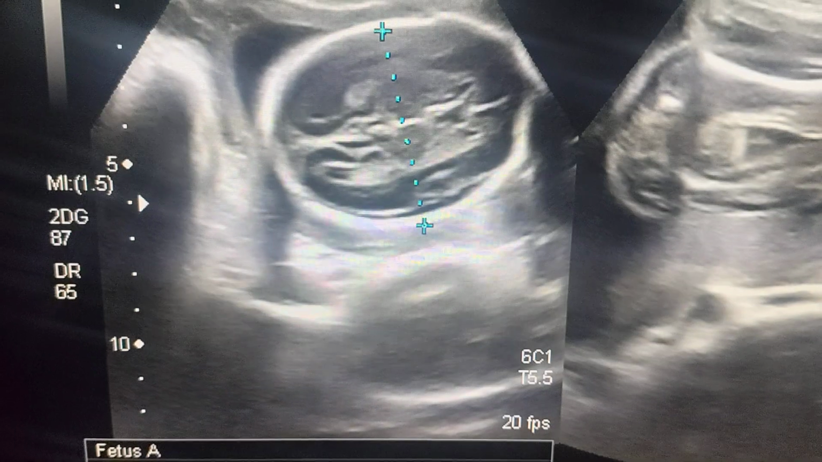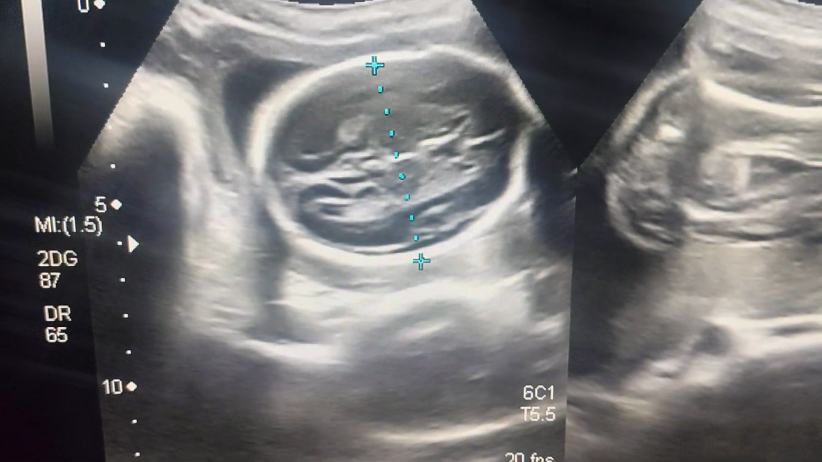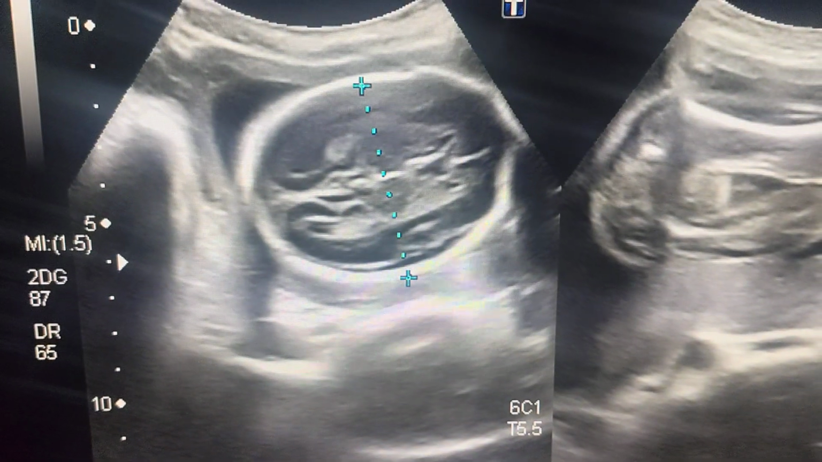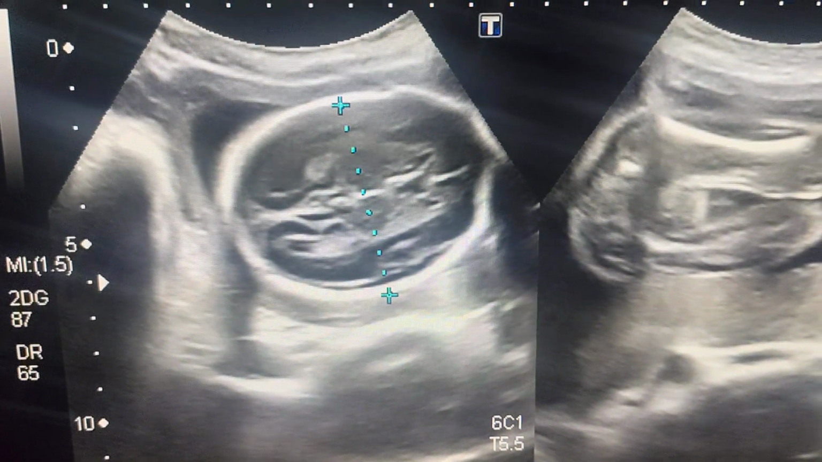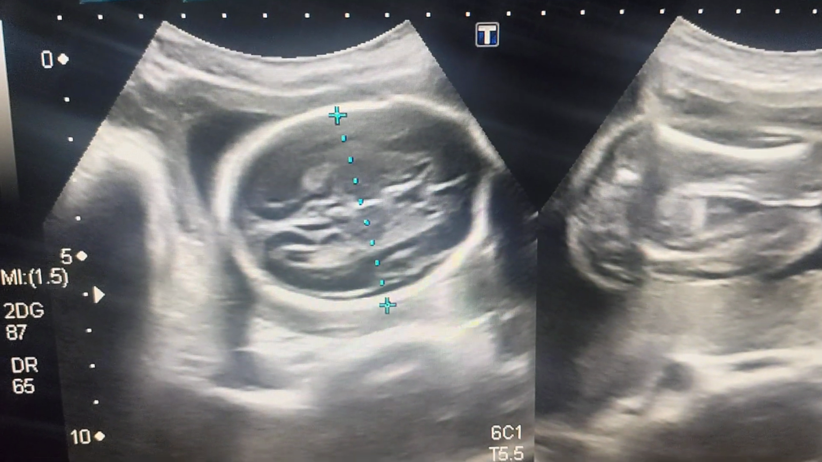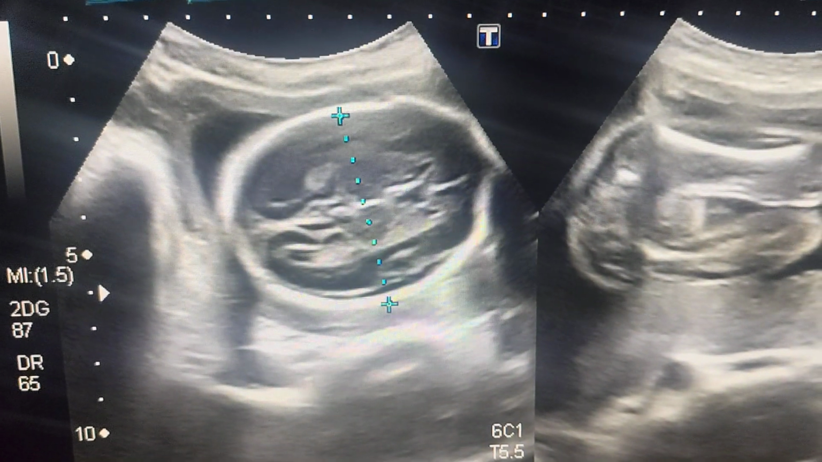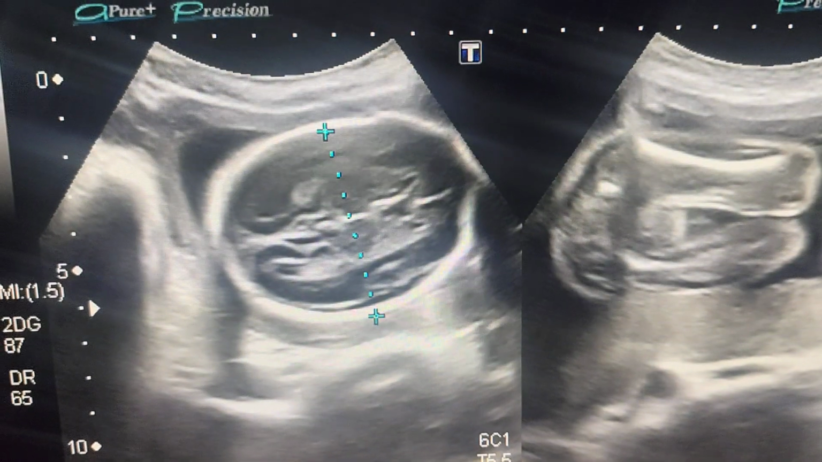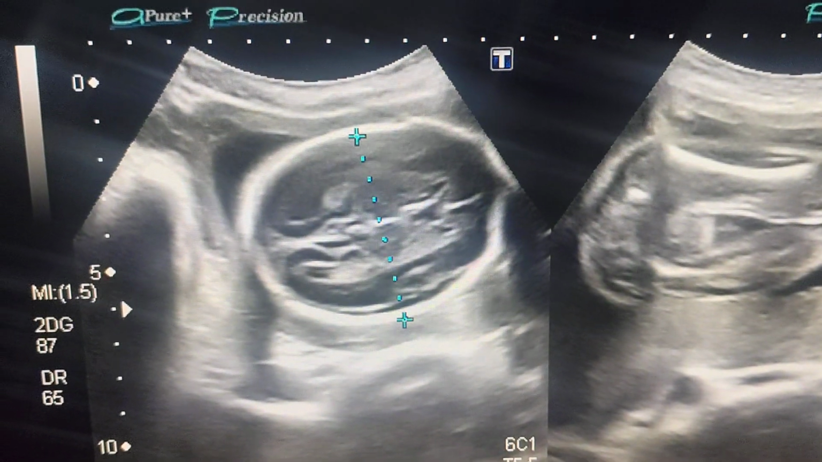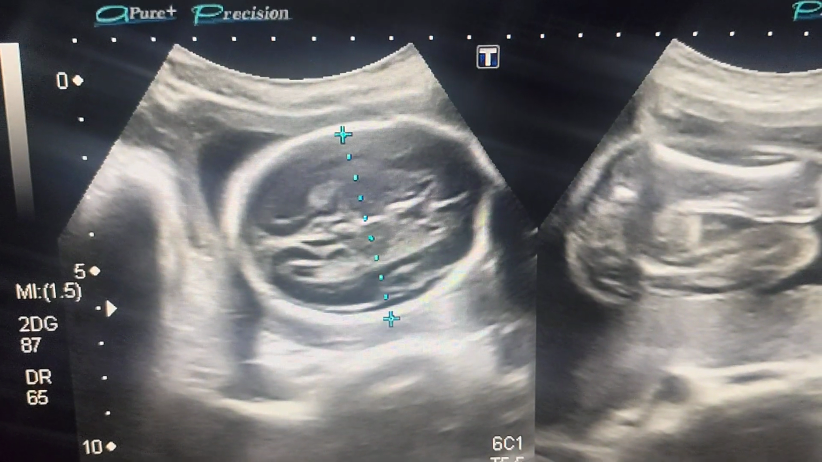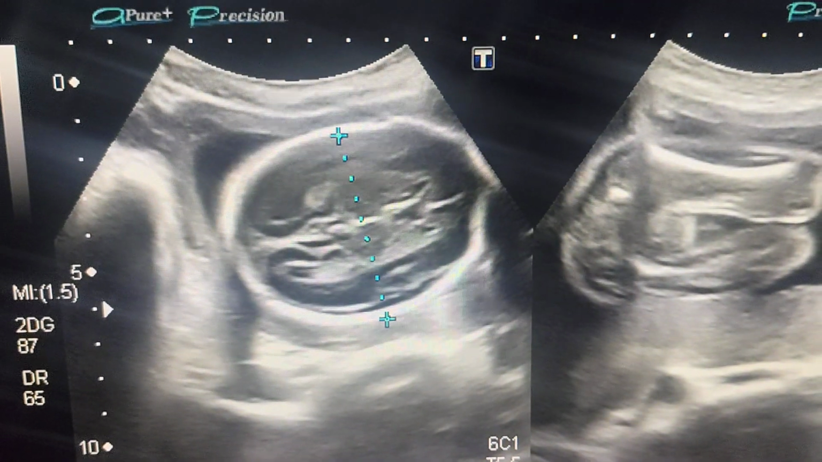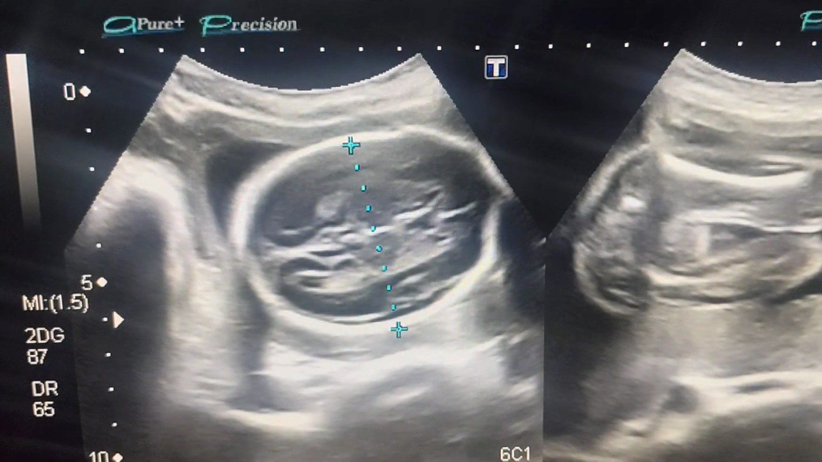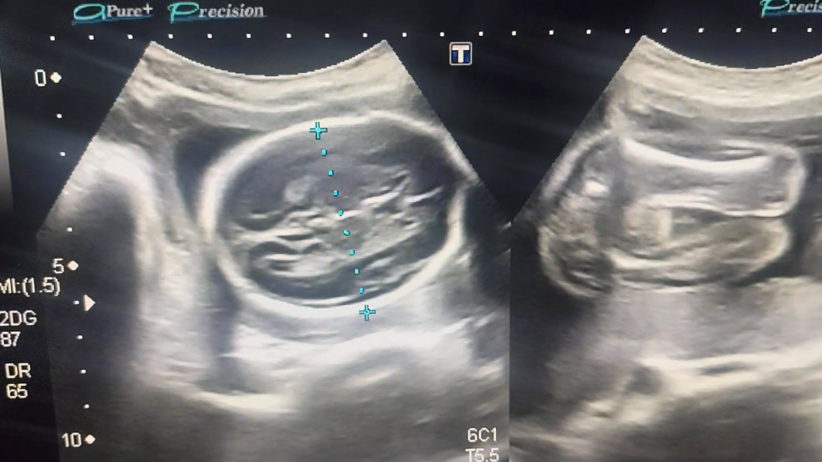So when we talk about the measurement, 23 mm shows 13th week gestational age, 34 mm 16 weeks, 46 mm shows 20 weeks, 60 mm shows 24 weeks, 75 mm shows 28 weeks, 85 mm shows 32 weeks, 90 mm shows 36 weeks.